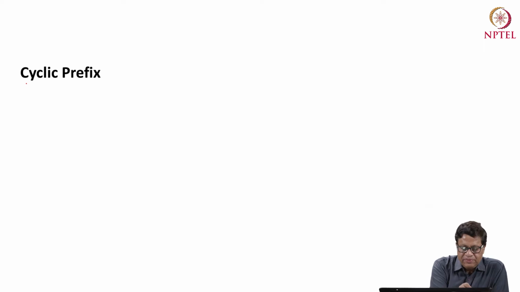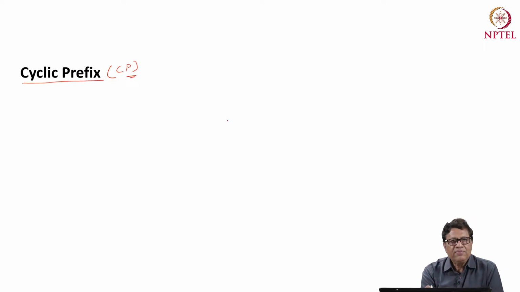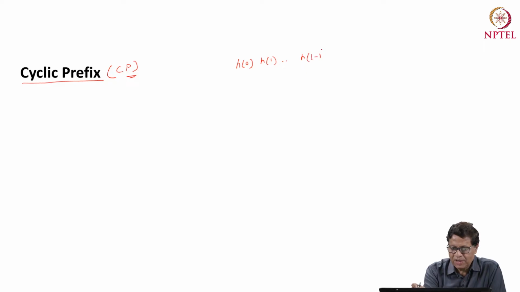Now we will introduce the idea of cyclic prefix or CP. Any frequency selective channel can be modeled using channel taps, h0, h1, up to h(L-1). So this is any frequency selective channel, and these are the taps.